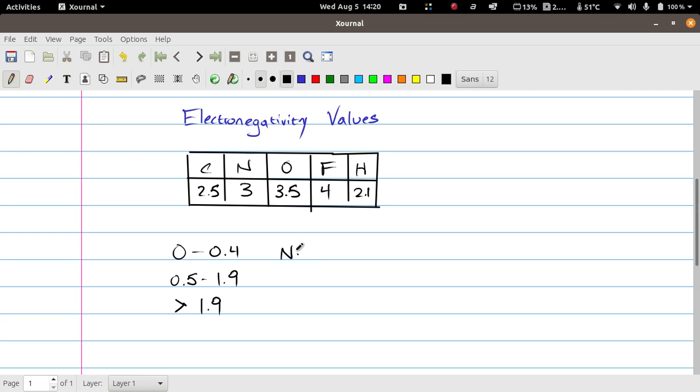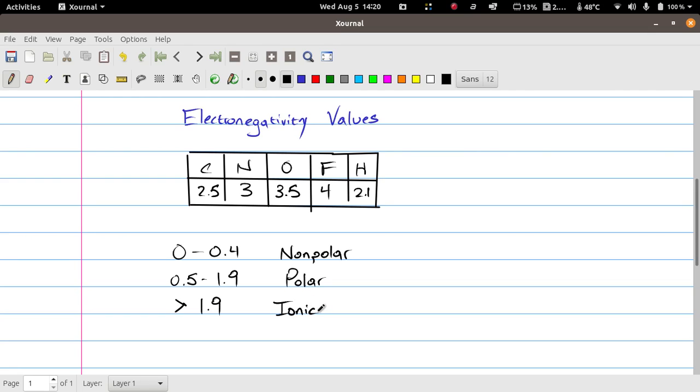So this would be nonpolar. That means that the difference in charge is relatively small or there is none. This is polar, meaning that it could have a pretty decent gap in charge. And then ionic is when it's just really a large difference and it strips the electron away from the metal.